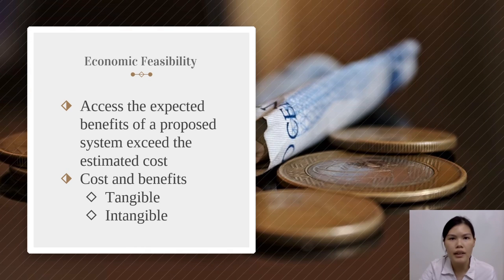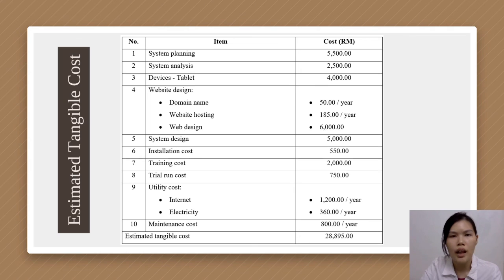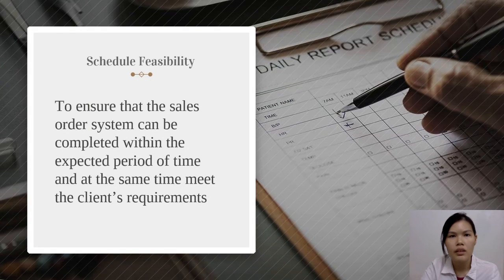Economic feasibility assesses whether the expected benefits of a proposed system exceed the estimated cost, which is the total cost of ownership. Both tangible and intangible costs should be considered. Even though intangible costs cannot be easily estimated, they will affect the organization's performance. Tangible and intangible benefits must be assessed too. The estimated tangible cost for developing and setting up the sales order system is 28,895 ringgit.